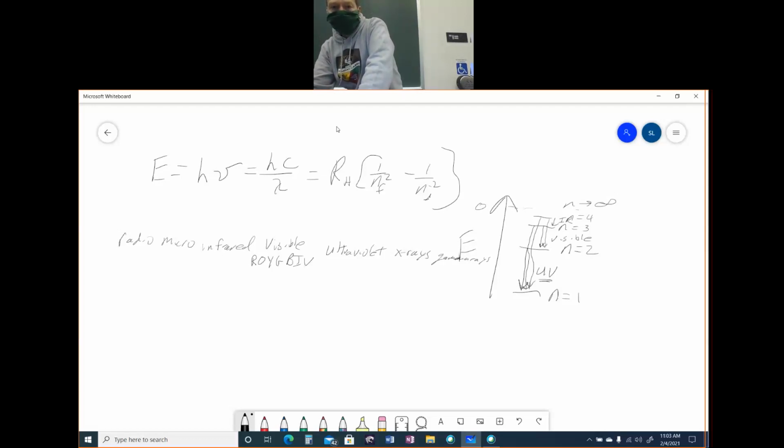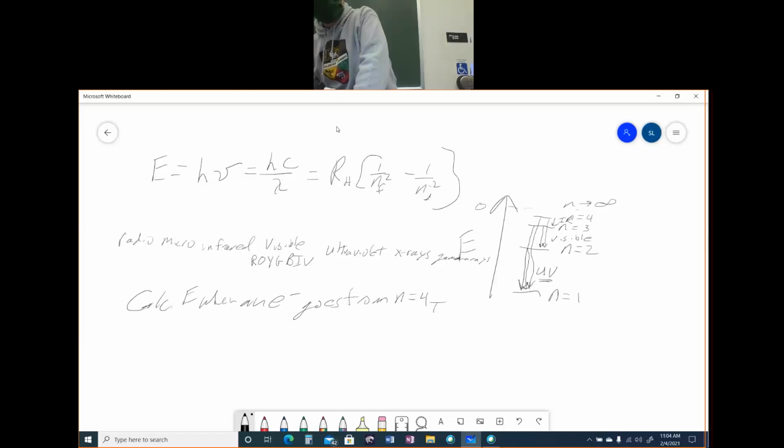So we can calculate the energy of these transitions by using Rydberg. If we wanted to calculate the energy when an electron goes from N is equal to 4 to N is equal to 2, you have your energy is equal to the Rydberg constant times 1 over N sub F squared minus 1 over N sub I squared.